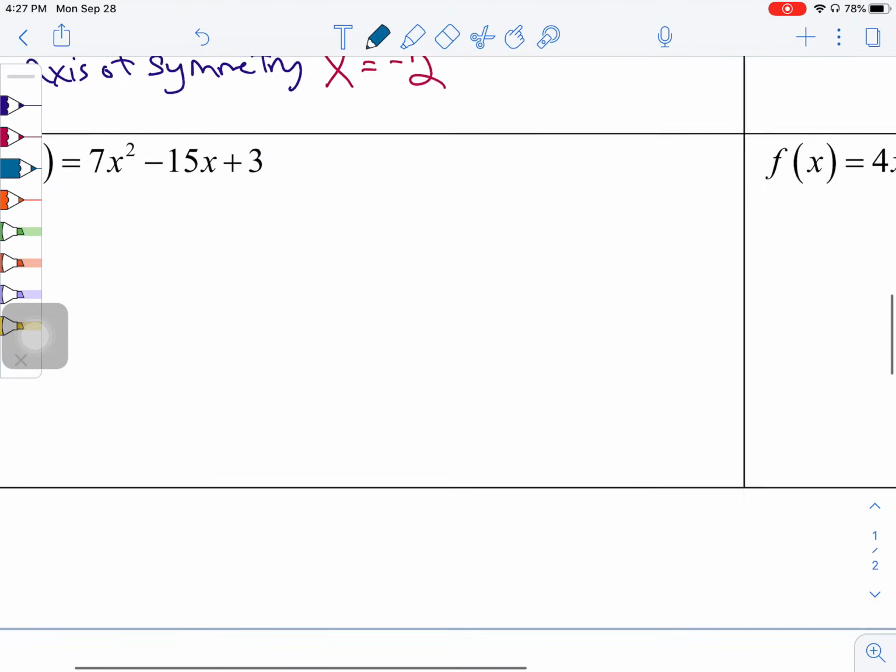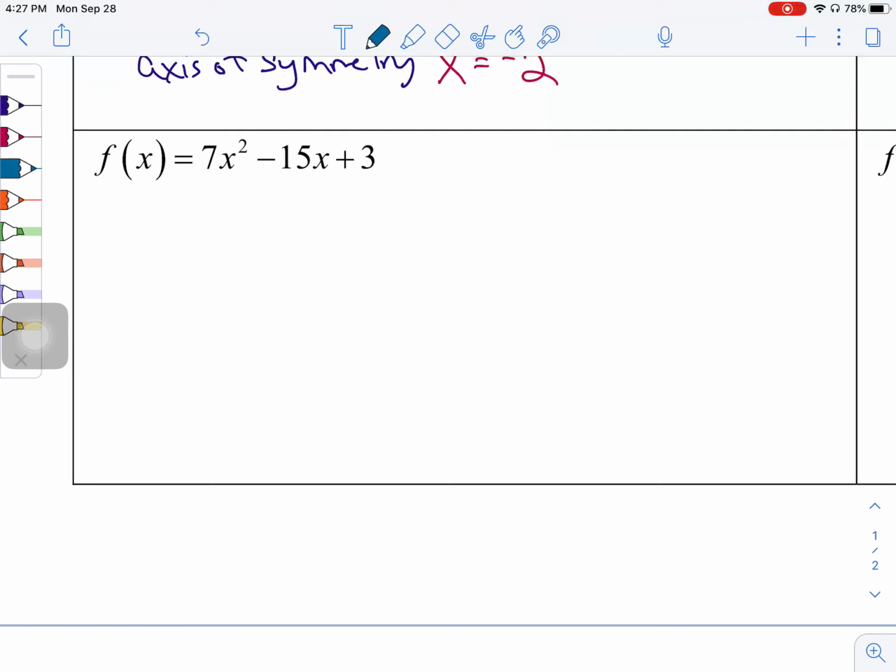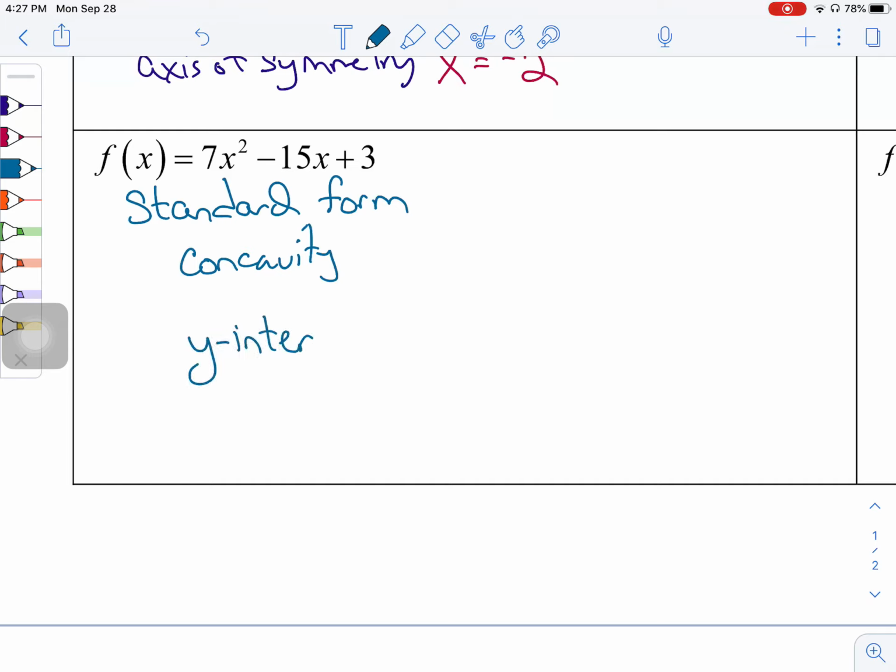I'm going to go ahead and slide down to the third one here. f(x) = 7x² - 15x + 3. This is standard form. So standard form is the one we've probably been working with the longest because it's the one we use for the quadratic formula. It's the one we use for factoring. It's got a lot of uses. But if it's in standard form, we're going to talk about the concavity, and we're going to talk about the y-intercept. Those are the key features that are easy to find.